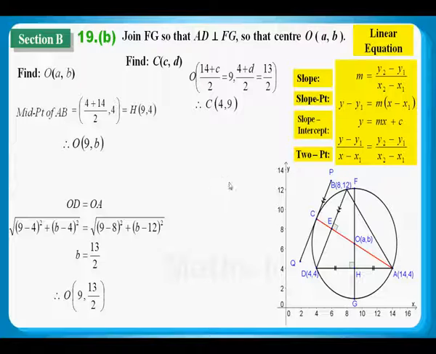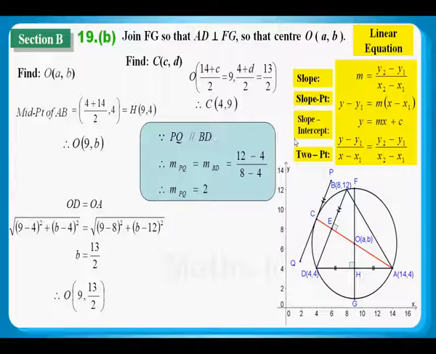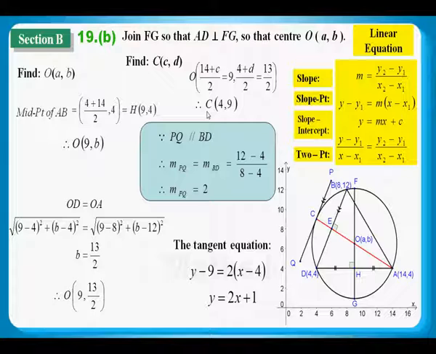I have shown it in the PowerPoint. And now we have to find the slope as shown here. And finally, we just put the point C, D and the slope 2 into the equation. We will have the tangent equation.